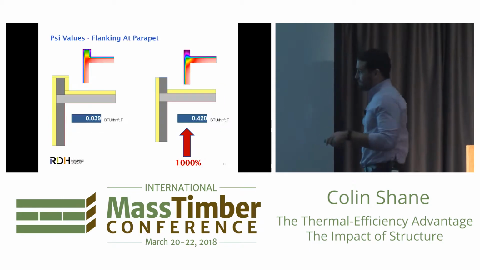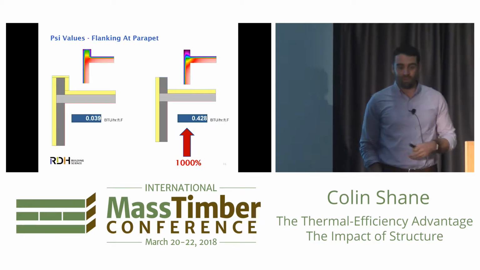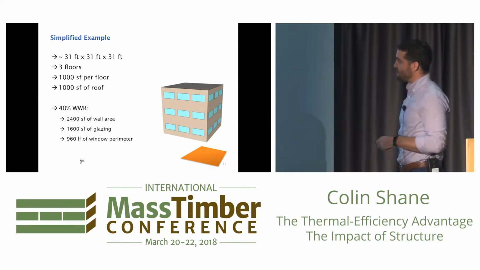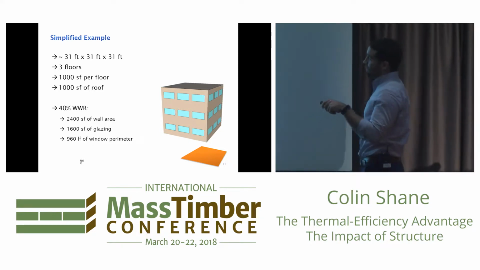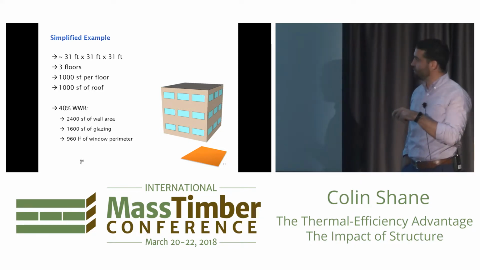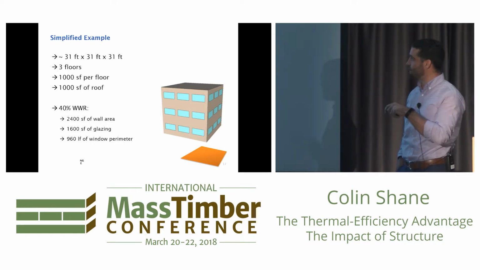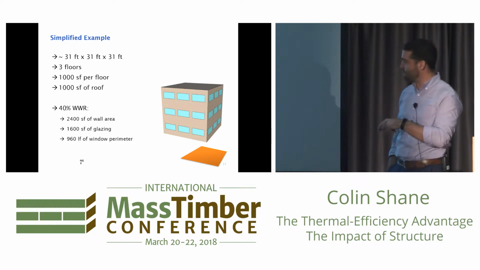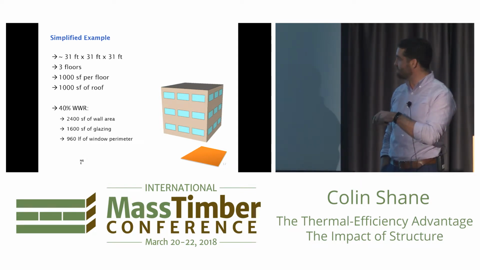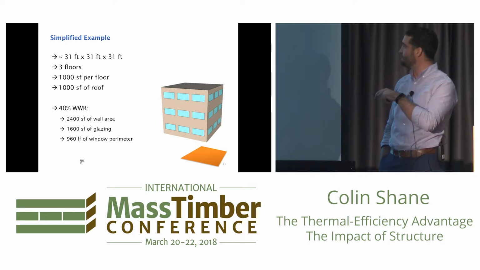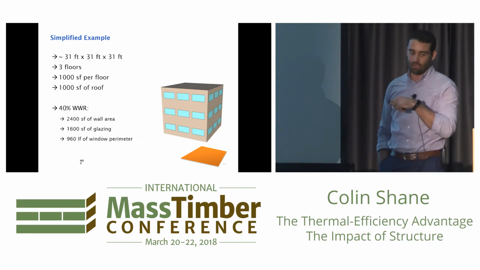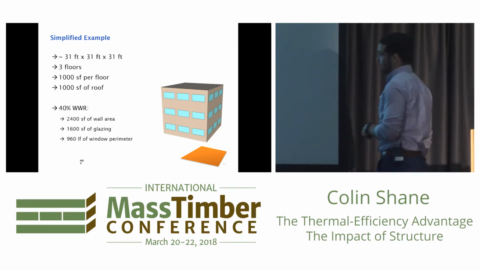So these numbers may not mean anything to us. What do they mean to the overall energy usage of the building? So let's go back to our rectangular box, really simple building, 30 feet square, 3 floors, 1,000 square feet of floor, 1,000 square feet of roof. Just really simple numbers. You can do the math. We have 960 lineal feet of window perimeters. We're going to have 120 feet or so of parapet interface and things like that.